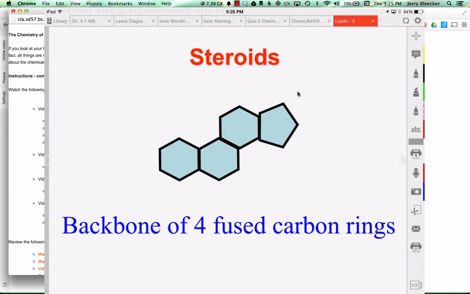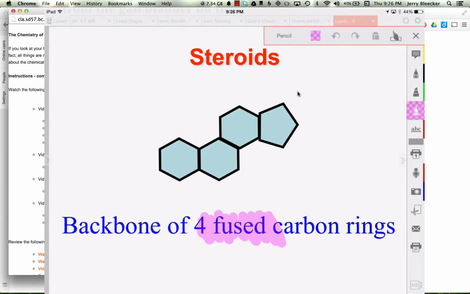Now, there's a class of lipids we haven't talked about, and they're called steroids. When you see 4 fused carbon rings like this, emphasis, 4 fused carbon rings, then you'll know you're looking at steroids or subclasses of steroids, and it's kind of a dead giveaway. Vitamin D, ladies and gentlemen, looks like this. Testosterone looks like this. Estrogen looks like this. It's a very interesting molecule. In fact, it forms the basis of many of our hormones.